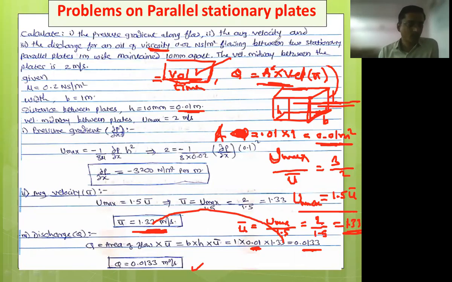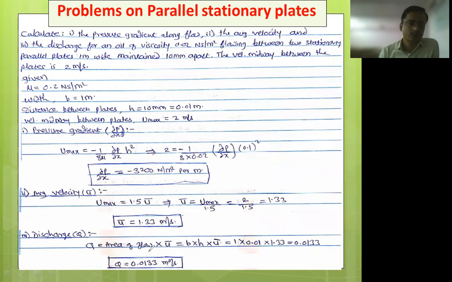Is there any doubt in this problem? Any difficulty, any query? Solve it. Is it over? Done?